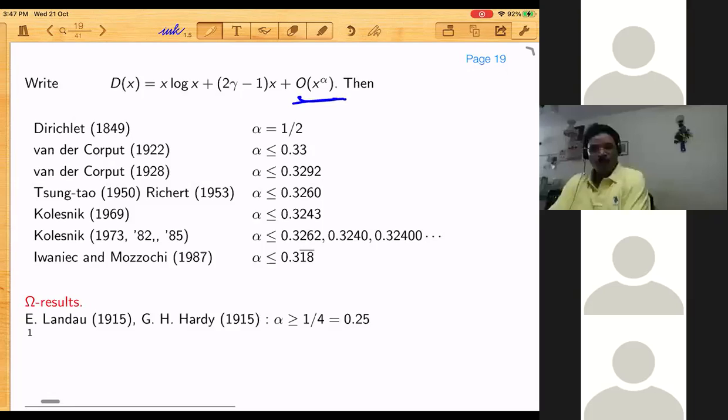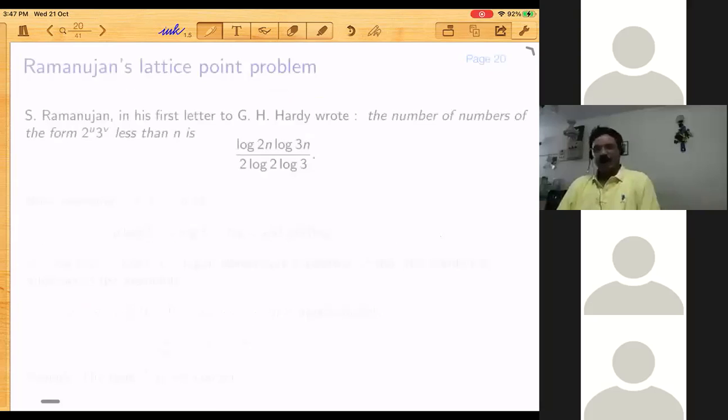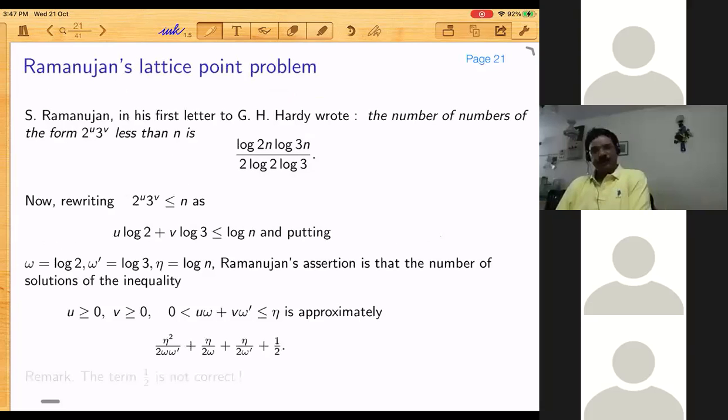All right. Now comes Ramanujan's lattice point problem. As we know, the first letter of Ramanujan contains several important results. And one of them is the following. He says that the number of numbers of the form 2 to the power u, 3 to the power v, up to n is log 2n log 3n divided by 2 times log 2 log 3.